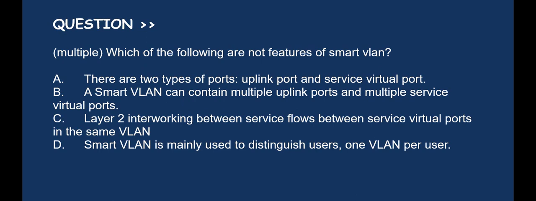The question is, which of the following is not the feature of smart VLAN? Option A, there are two types of ports, uplink port and service virtual port. Option B, the smart VLAN can contain multiple uplink ports and multiple service virtual ports. Option C, layer 2 interworking between the service flows between the service virtual ports in the same VLAN. Option D, smart VLAN is mainly used to distinguish users per VLAN, one VLAN per user.